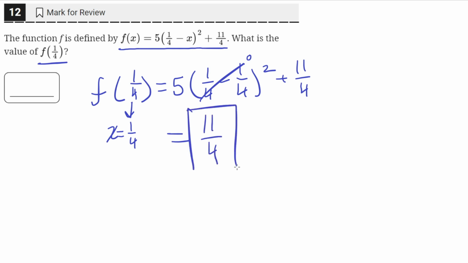So that means that the value of f of x when x equals 1/4, or equivalently the value of f of 1/4, is just 11 over 4.